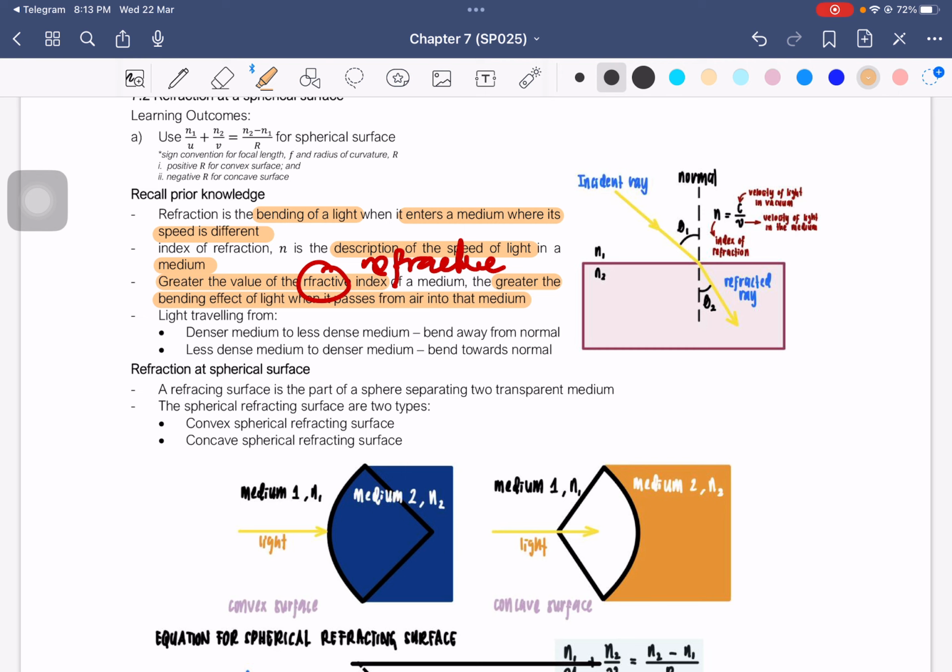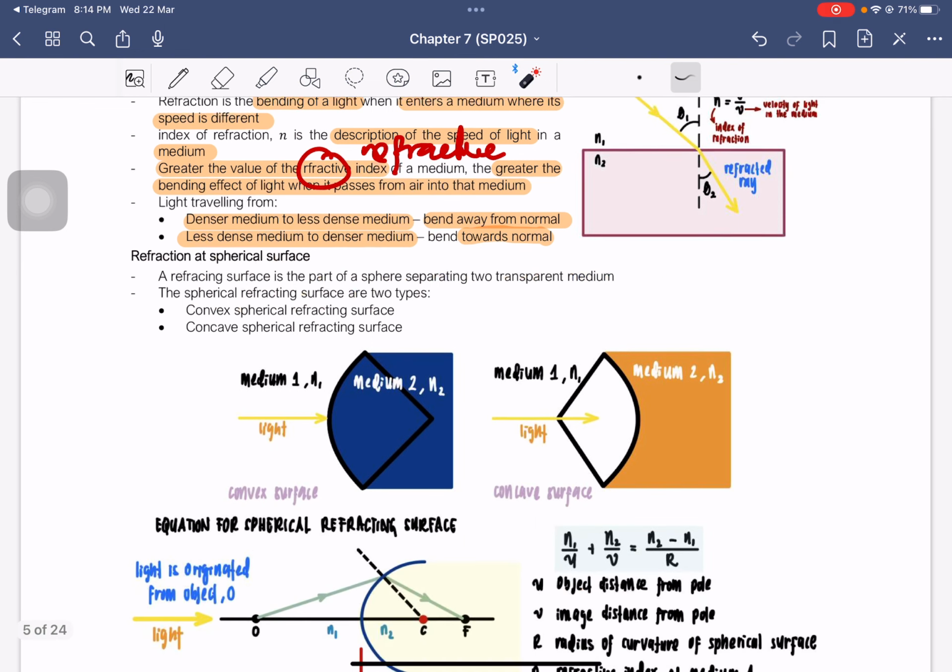Light traveling from a denser medium to a less dense medium will bend away from the normal, whereas from less dense to denser medium it will bend towards the normal. So that is the prior knowledge that we have to know. This is the index of refraction formula, where c is the velocity of light in vacuum and v is the velocity of light in the medium.